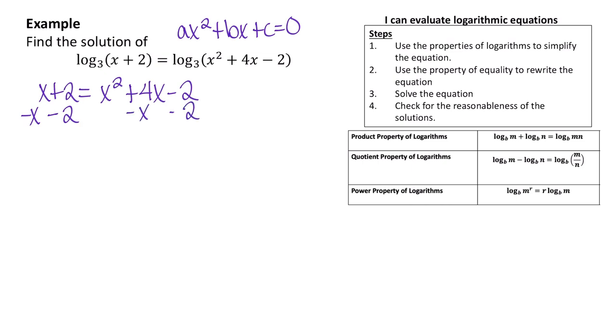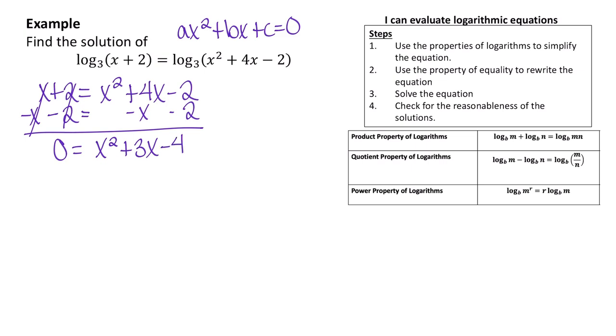Remember, when I do that, I can only combine like terms, right? So here everything cancels, so I have 0. But then x squared is going to stay by itself because only the 4x and the minus x can combine, right? Because those are like terms. So we have plus 3x, and then minus 2 minus 2 is minus 4.